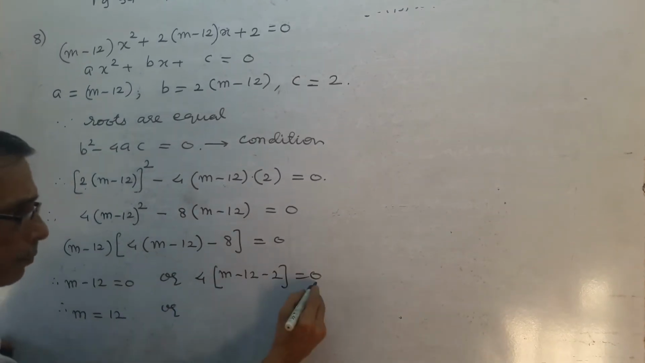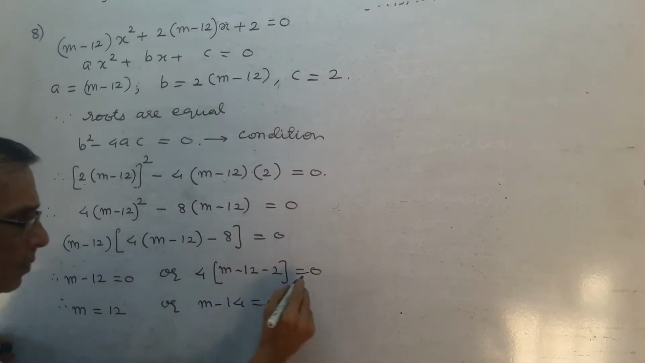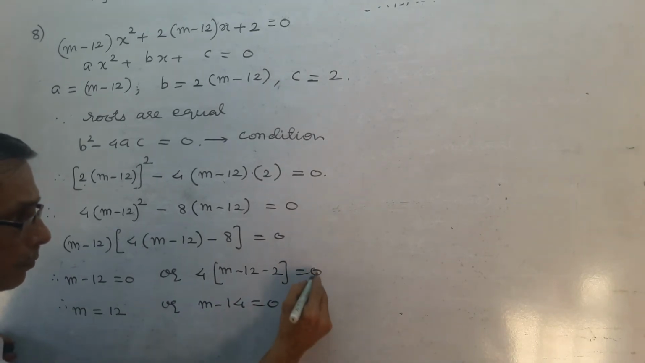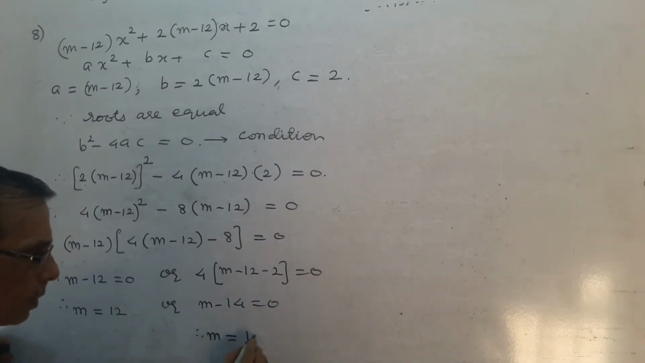Or here let us take 4 that side. So m minus 14 equal to 0, because 0 upon 4 is 0, and therefore m equal to 14.